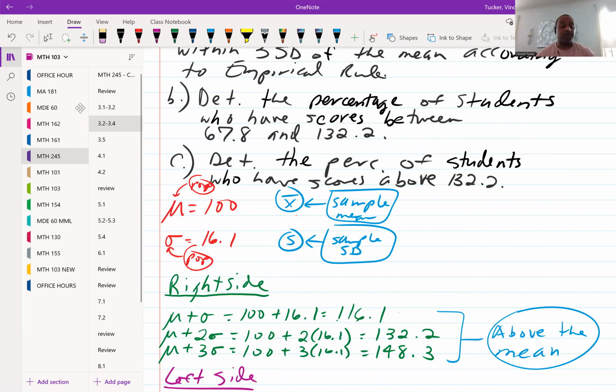Then add another one to be 2 standard deviations out. And that's how you get 132.2. And then add another one more time, that's 148.3. And so this is 1 standard deviation above the mean, 2 standard deviations above the mean, and then 3 standard deviations above the mean. That's the right side of your empirical rule. All right. Questions on those 3 values, how we got those 3 values?